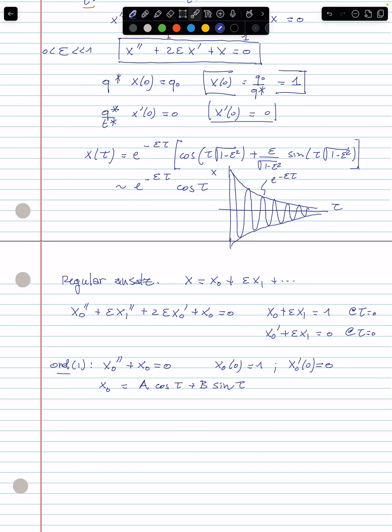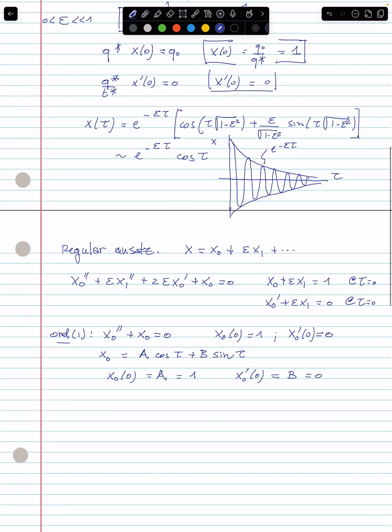All right, so if we look at the initial conditions, x0 when tau is equal to 0 is equal to a, right? Because the cosine is equal to 1 and sine is equal to 0, and it just tells us that this is equal to 1. And for the first derivative, I think we can go quickly with this. The derivative of the cosine will provide minus sine, which vanishes, and what remains is b, and this one is equal to 0. All right, so x0 is nothing but the cosine of tau.